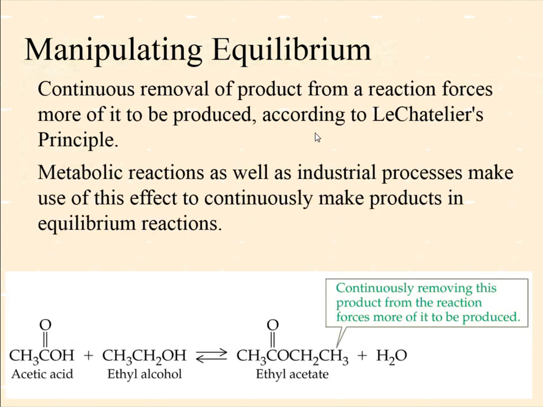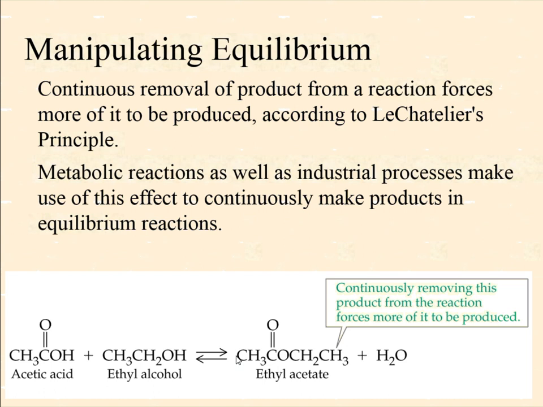Continuous removal of a product from a reaction forces more of it to be produced, according to LeChatelier's principle. We mentioned this when we discussed the Haber process. Metabolic reactions, as well as industrial processes, make use of this effect to continuously make products in equilibrium reactions. This is production of ethyl acetate. You may have heard of ethyl acetate. It's one of the chemical compounds in non-acetone containing fingernail polish remover.